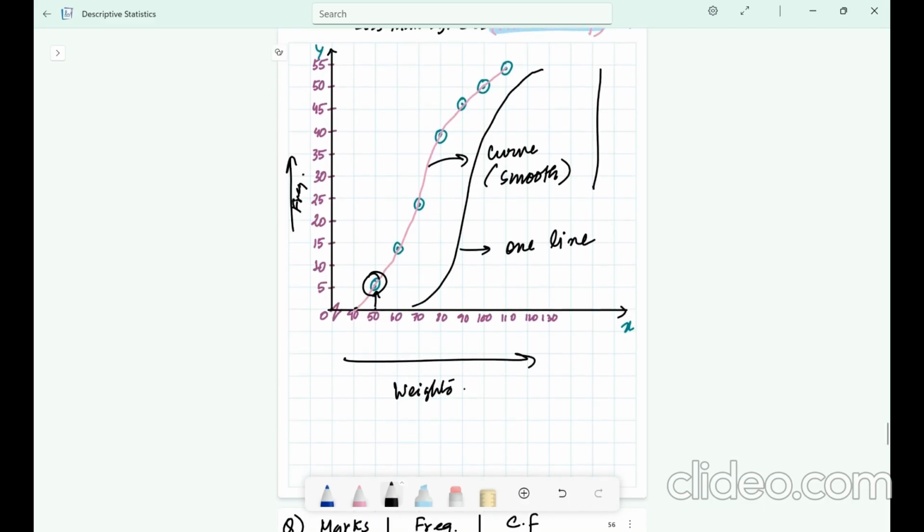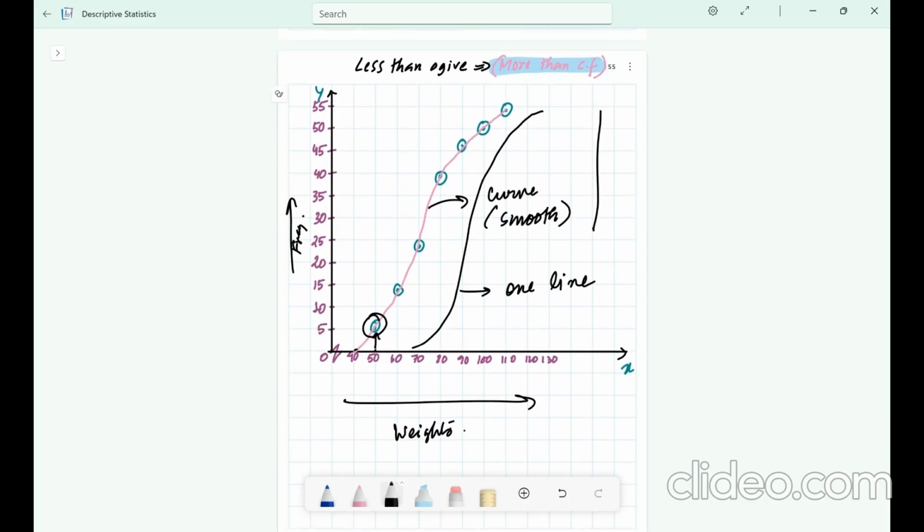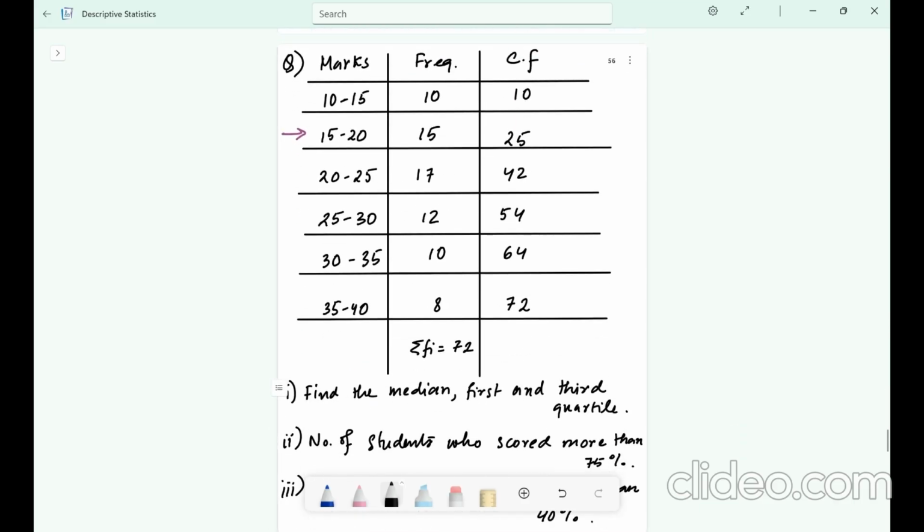Like this, you plot the dots and then join the curve smoothly. This is something to be very particular about. For Ogive graphs, the curve should be smooth. That's why I'm repeating it so many times. Coming to the next portion.